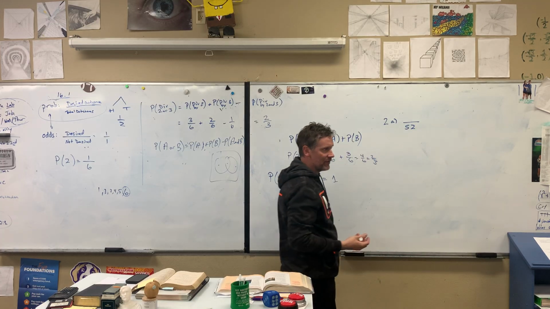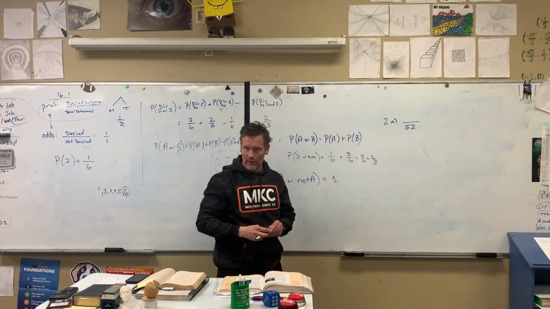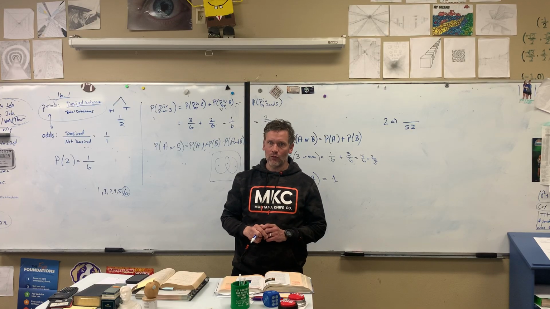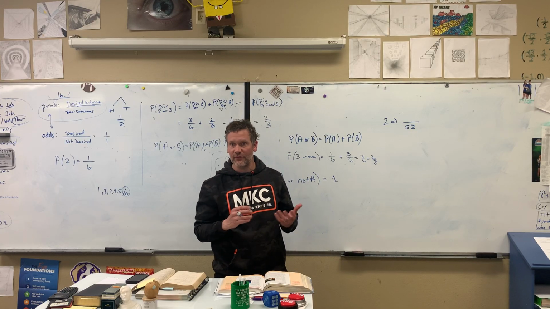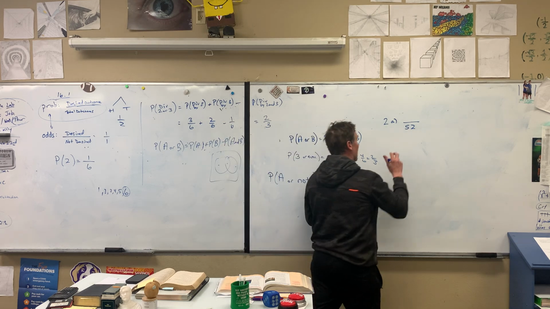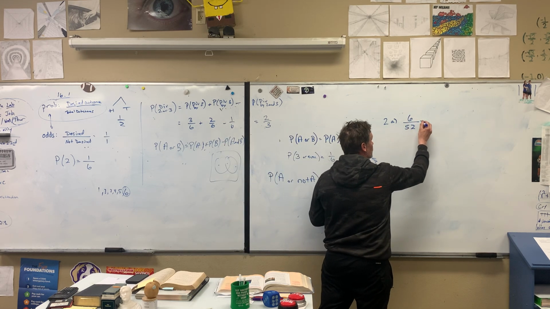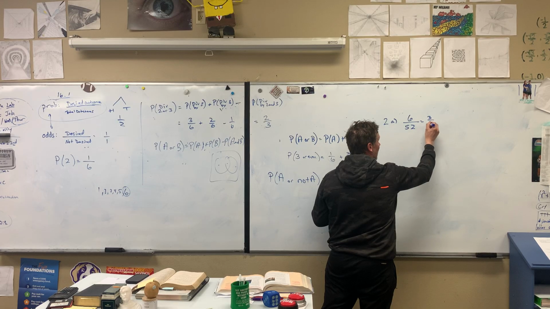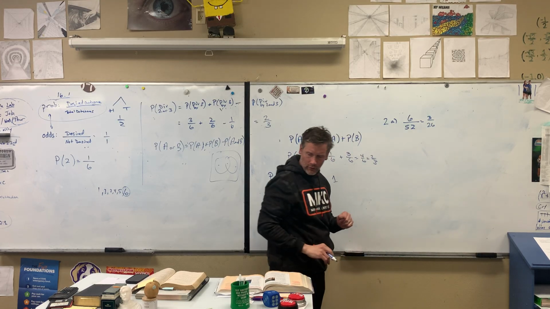And then it says a black face card. Well, how many black face cards are there? It requires you to know a little bit about the deck. There's 6, right? You have spades and clubs, and then jacks, queens, and kings, so you have 6. And then make sure to reduce, right? So it'd be 3 out of 26. Make sure to reduce those.